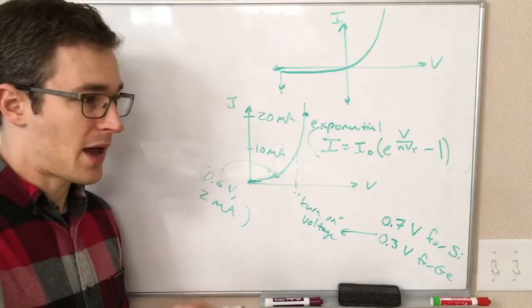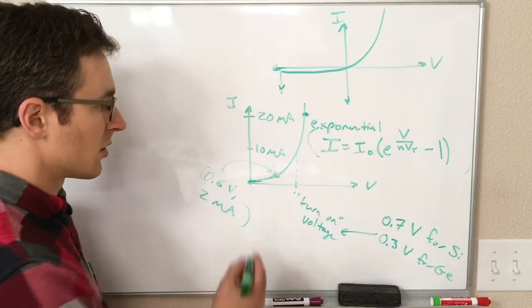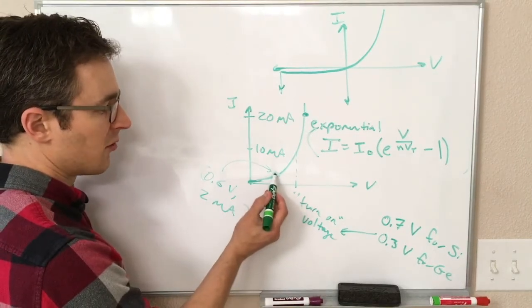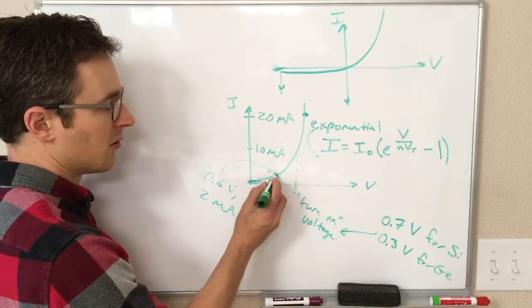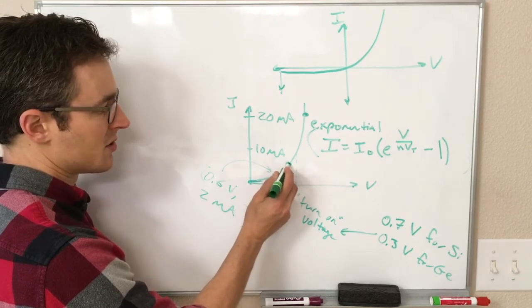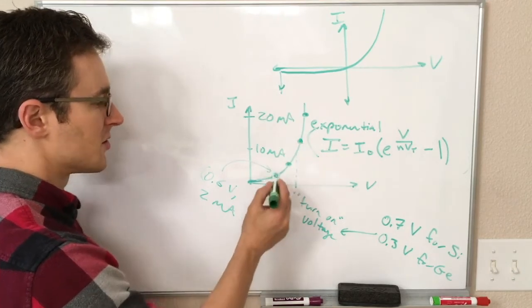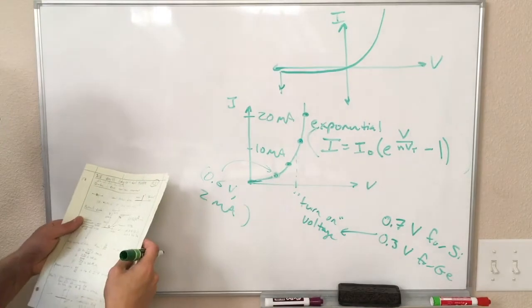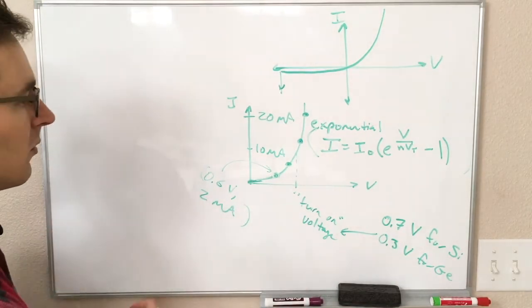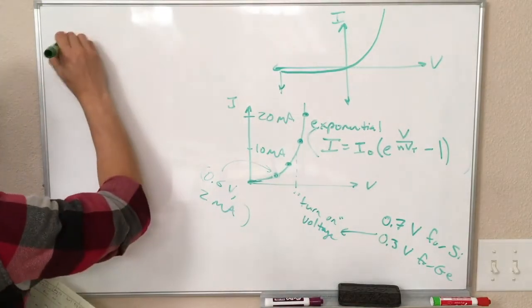Now that changes as soon as something changes in the circuit, right? Whatever resistor effect we have here is different than whatever resistor effect we have here, which is different than whatever resistor effect we have here. So the point being, we can talk about what's called the static resistance of a diode.